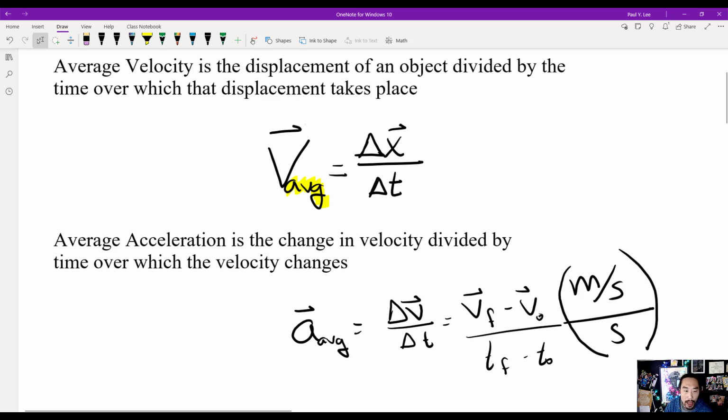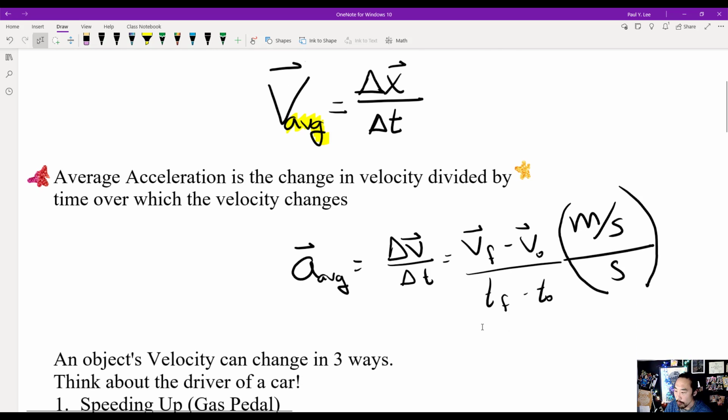Now, we have this idea called average acceleration. Average acceleration is the change in velocity divided by the time over which the velocity changes. So here, I'm going to put a star next to this one. Acceleration is one of those topics that appears throughout the entire course, and it appears in different ways as well. With acceleration, we have this formula here: average acceleration is the change in velocity over the change in time.